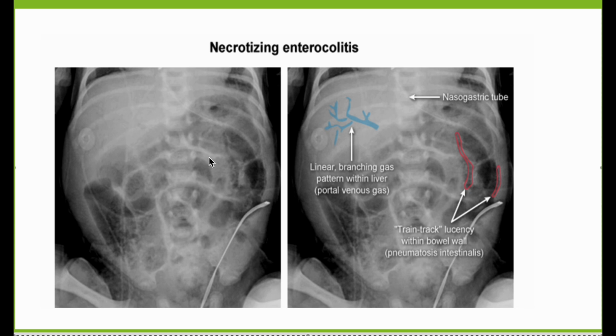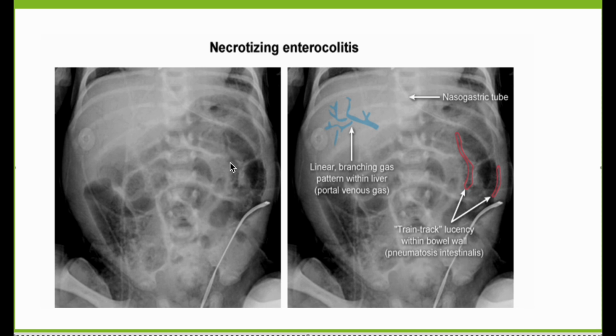Okay, so I will urge you to look at the unlabeled diagram and then compare it to the labeled ones. With the red lines here outlining the bowel, we are going to see train track lucency within the bowel wall, which is known as pneumatosis intestinalis.